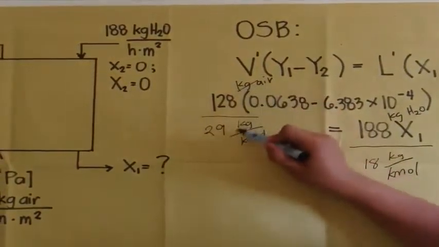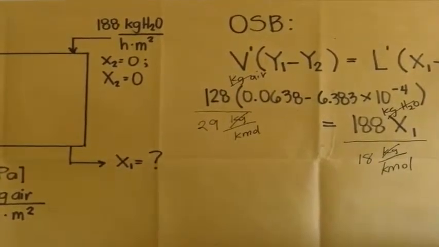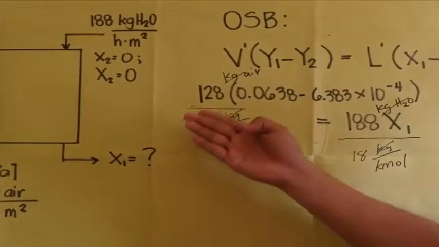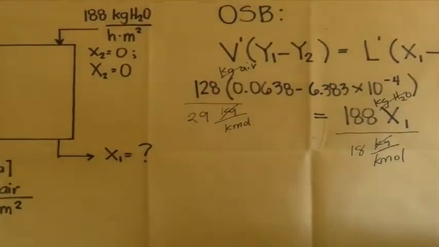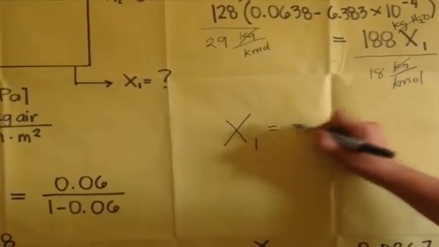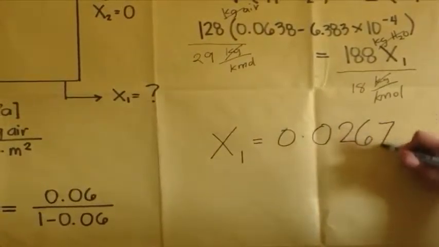We can cancel kilogram, and we now have kilomole units for both air and water. Calculating our value for X1 on dry basis, we have 0.0267.